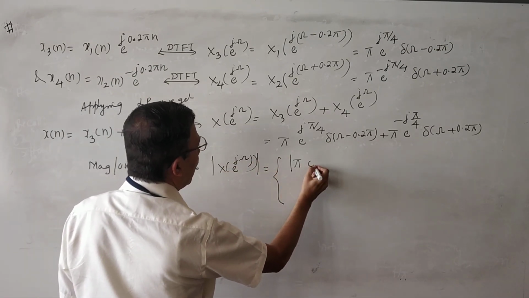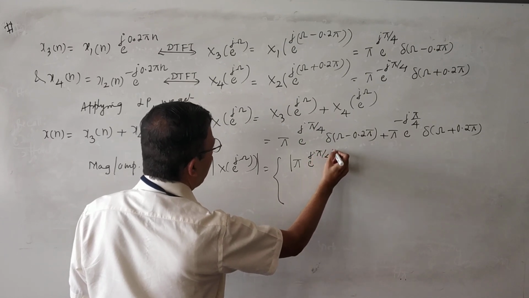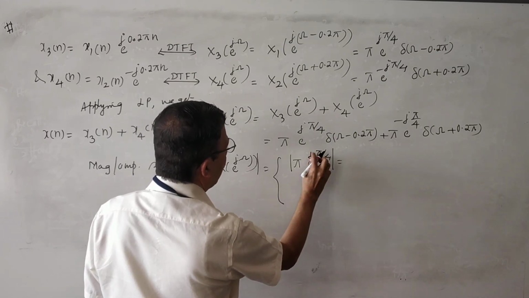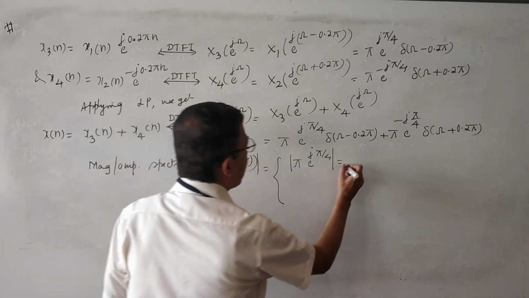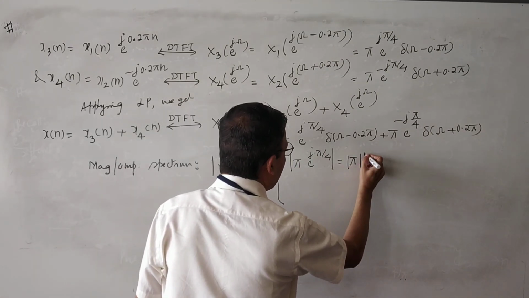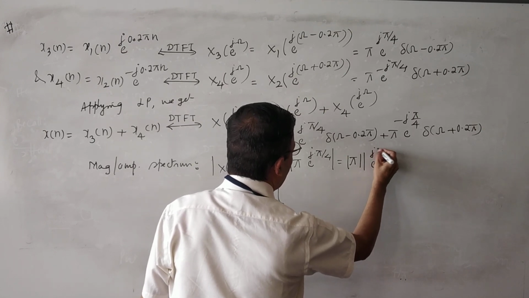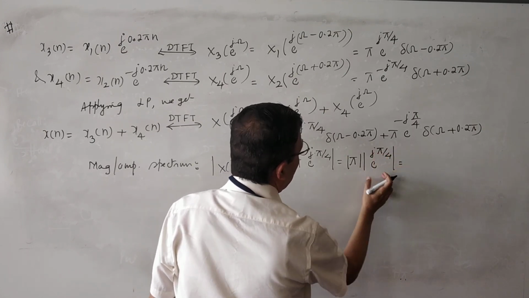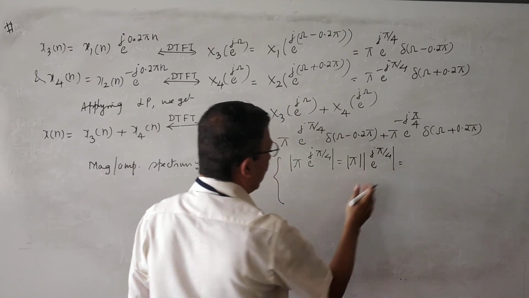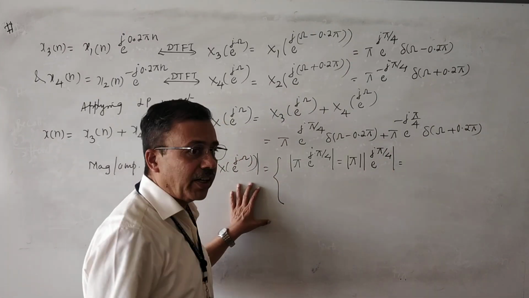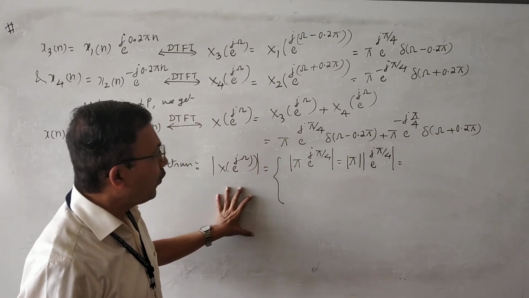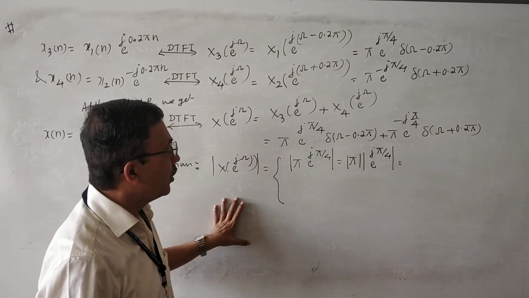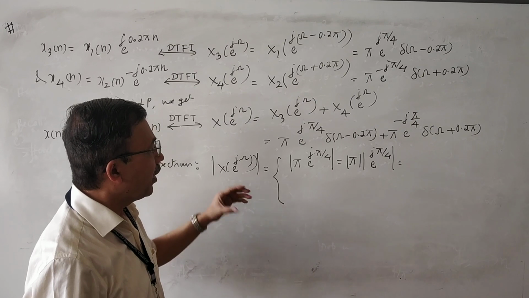Magnitude of pi into e to the power j pi by 4. Magnitude of this exponential e to the power j pi by 4 is 1. So this is nothing but modulus of pi into modulus of e to the power j pi by 4. Modulus of this exponential is 1, because e to the power j theta is cos theta plus j sin theta. What is the magnitude of e to the power j theta? Square root of cos square theta plus sin square theta, which is 1.